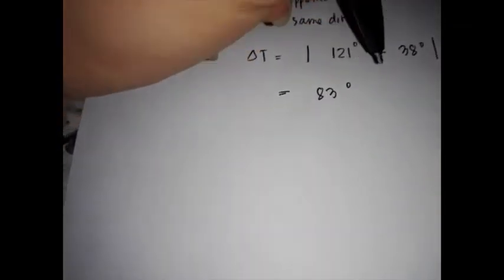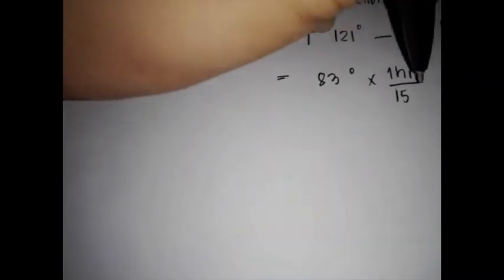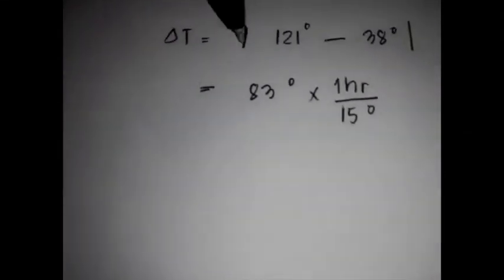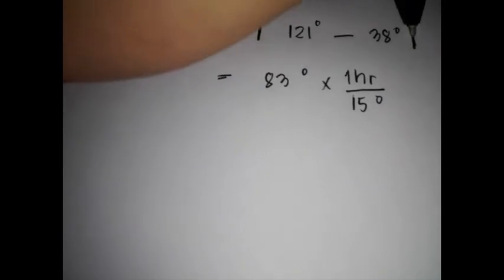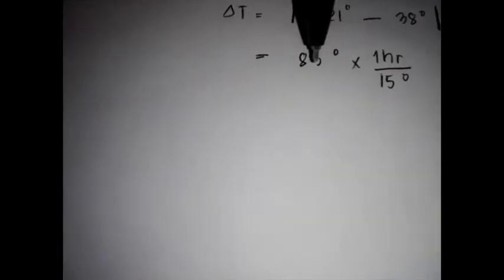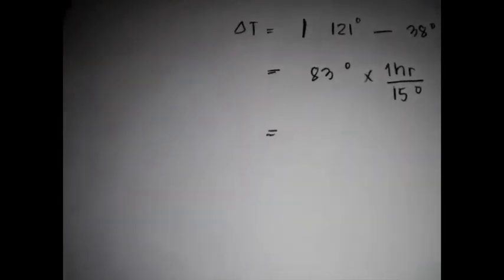So yung makukuha natin dito is 83 degrees times 1 hour per 15 degrees. So guys, mayroon absolute value dito guys, this one. So regardless of the sign na makukuha natin dito, magiging positive siya. So kahit negative yung kuha natin dito, magiging positive 83 degrees pa rin. So 83 degrees divided by 15 degrees, makukuha natin is 5.53 hours.